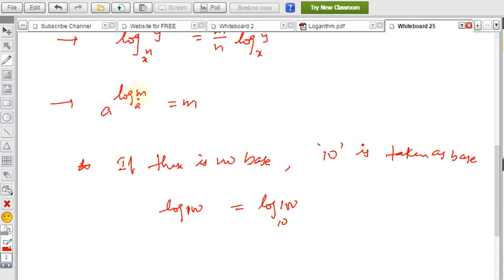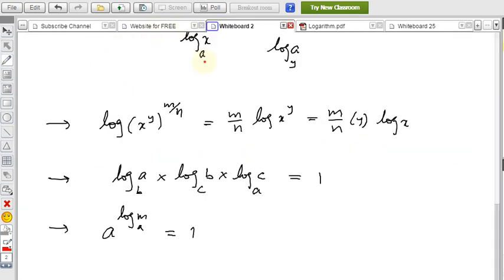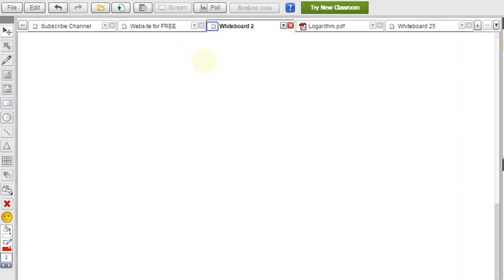Now, there are two parts in logarithms. In logarithms there are two parts. The two parts are characteristic and mantissa. Let me explain that. So there are two parts in logarithms, characteristic and mantissa.